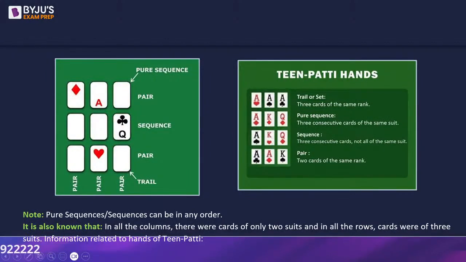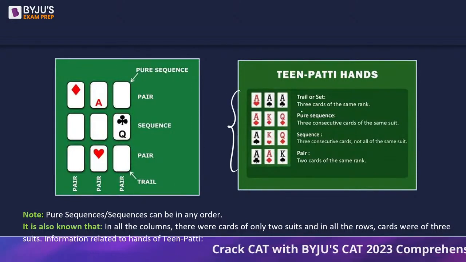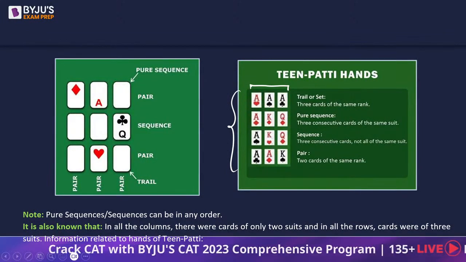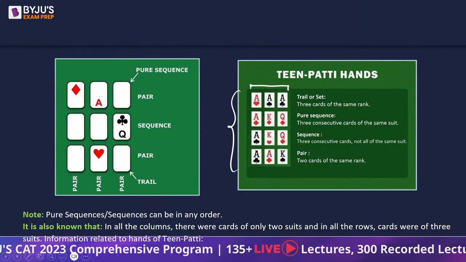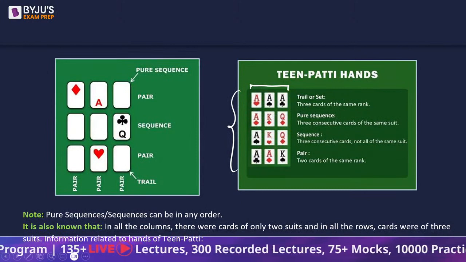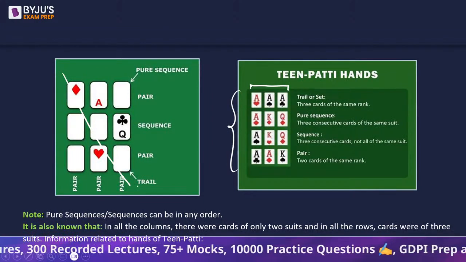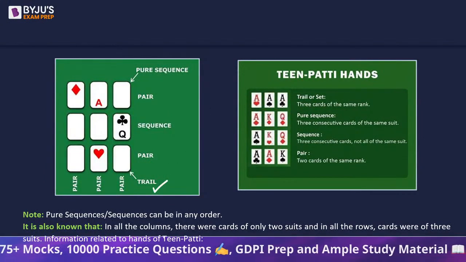So from where are we supposed to start? That is important, isn't it? If you look at the hands of Teen Patti, you will realize that the trail or the set is the scenario where all the 3 cards will be of the same rank. We don't know the suits, so we are not worried about the suits right now. We are only worried about the cards that are supposed to be placed here. So do we see a trail here? We see a trail along this diagonal, so we'll pay attention to this.